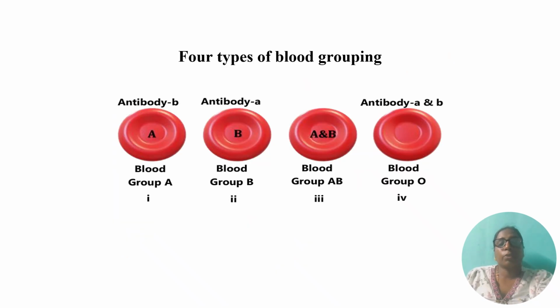So this is a figure which is summarizing the four ABO groups. Blood group A has A antigen and B antibodies, B has B antigen and A antibodies, and AB has both the antigens and does not have A and B antibodies. And O has neither antigen but possesses both A and B antibodies. This classification is essential for compatibility of blood donors and recipients.